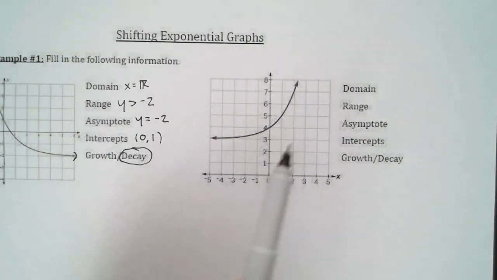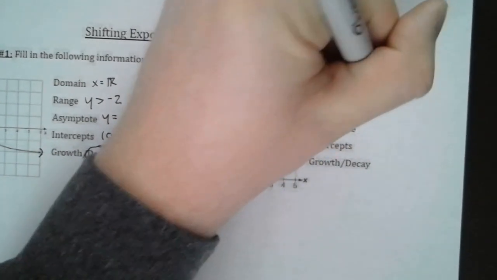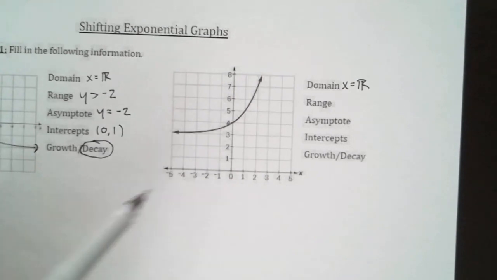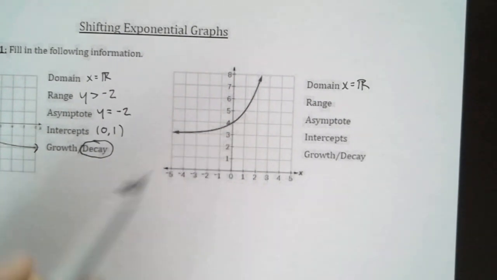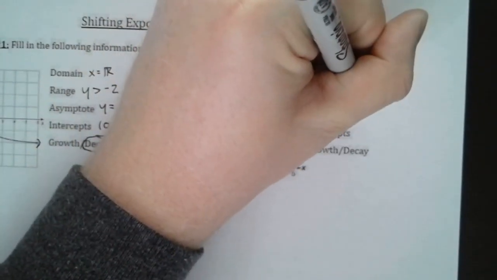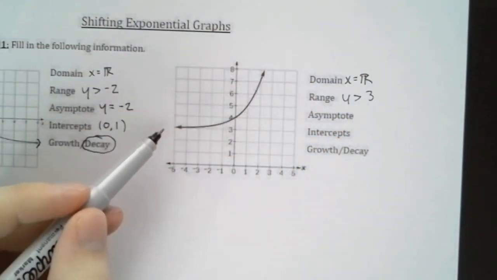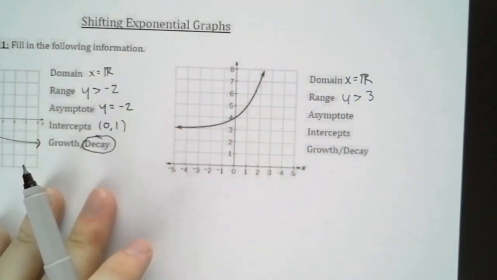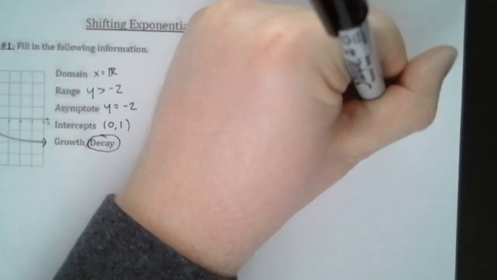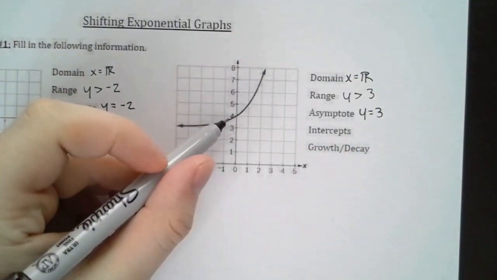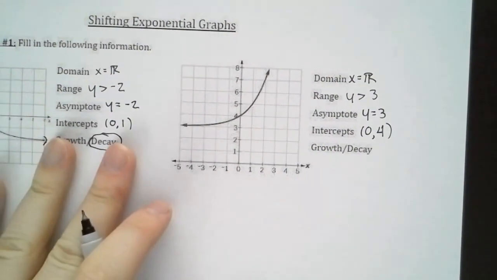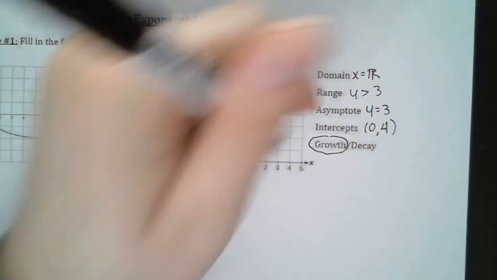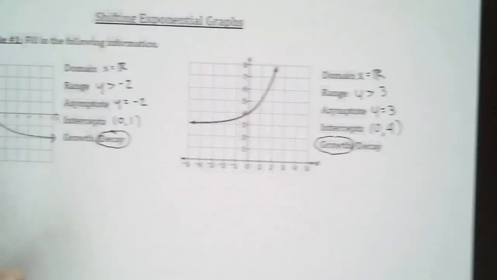Once again, arrow to the left, arrow to the right. So the domain is going to be x equals all real numbers. The range this time, we have our arrow pointing horizontally as it gets closer and closer to y equals 3. So we say y is greater than 3 is the range. Does not appear that we ever actually cross this y equals 3 line. So we have an asymptote here at y equals 3. Our intercept is at 0, 4. And this is an example of growth. As we plug in larger and larger positive values, our graph increases.